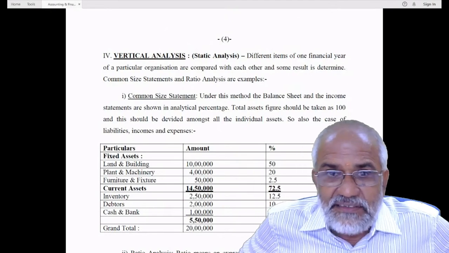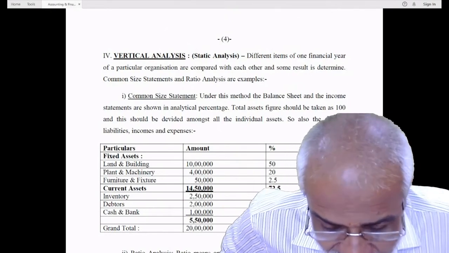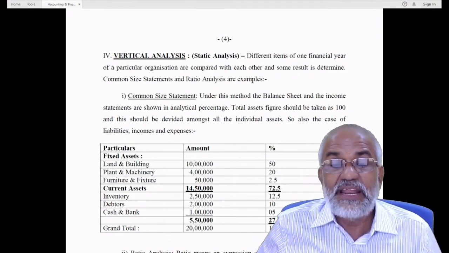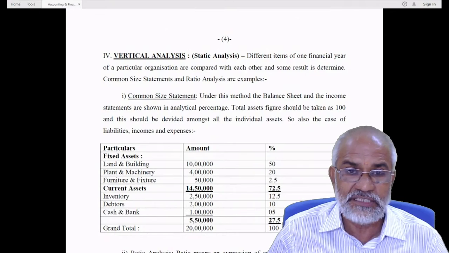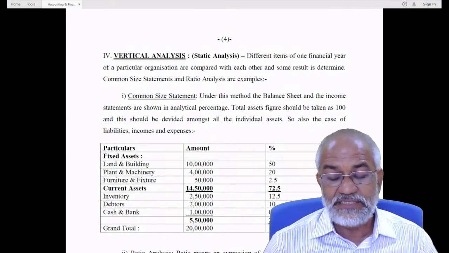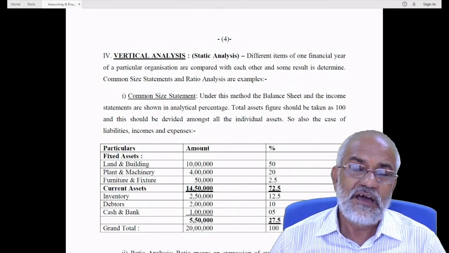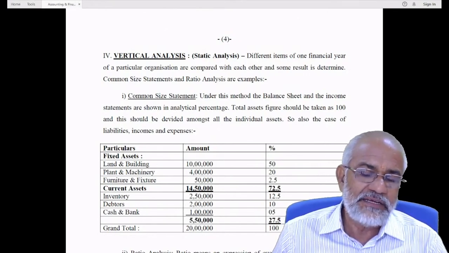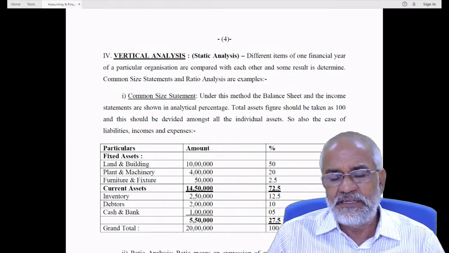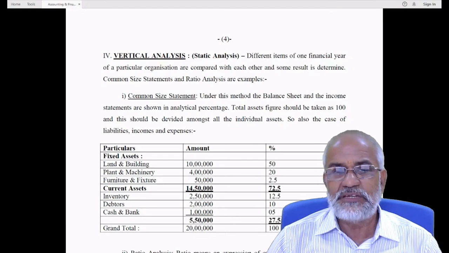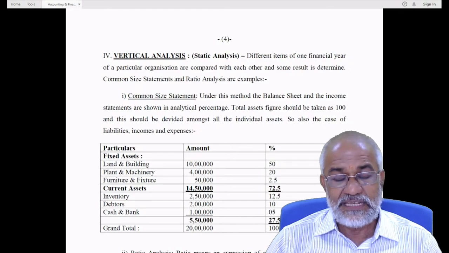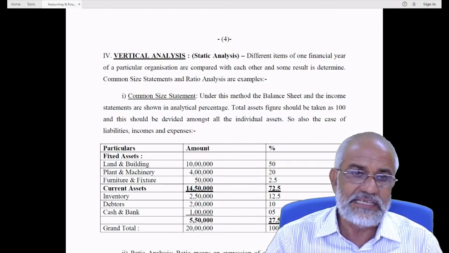Trend analysis is a part of the horizontal analysis, where the figures of the same organization for different years are compared with each other for determination of certain results. There are two other components, two other tools coming under this horizontal analysis, that is funds flow statement analysis and cash flow statement analysis. Since they are lengthy in nature and they require special attention, we'll discuss them in our next session.